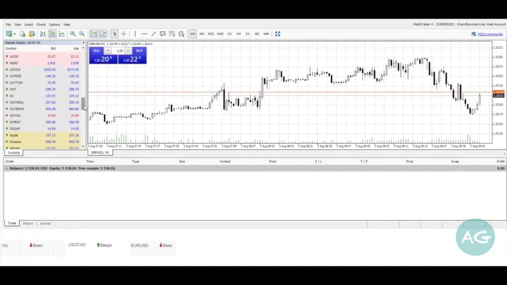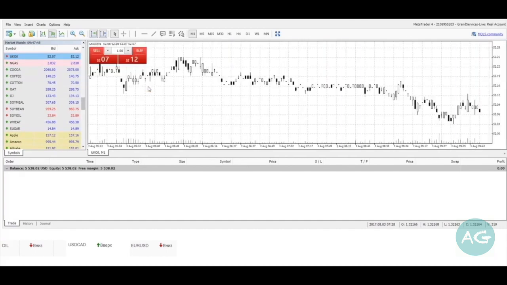This is due to the large oil reserves in America. And whenever oil reserves in America grow, oil drops in price accordingly. So we select oil and move it to the chart with the mouse like that.